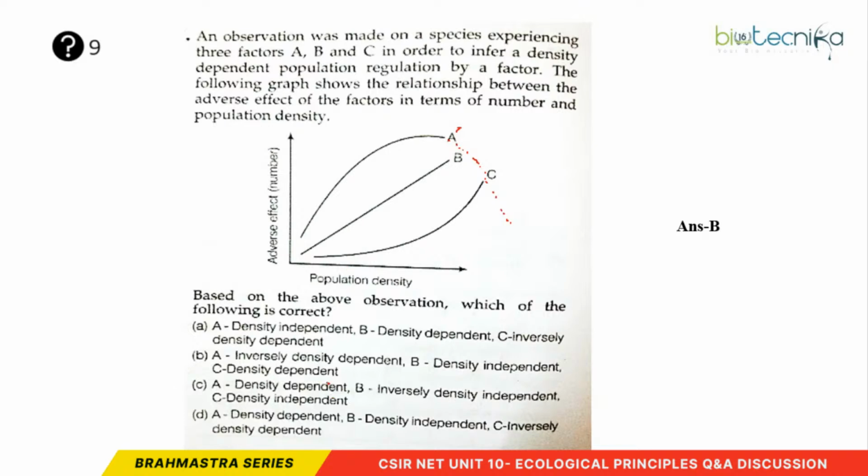And what about the C? It is density dependent. Why? Because with population density, the adverse effect is increasing. So you can say it is positive density dependent also, if you want to make it very accurate, because A and C both are density dependent. A is inversely density dependent, whereas C is directly density dependent. With your population increase, C is also increasing. And in between, B is density independent.